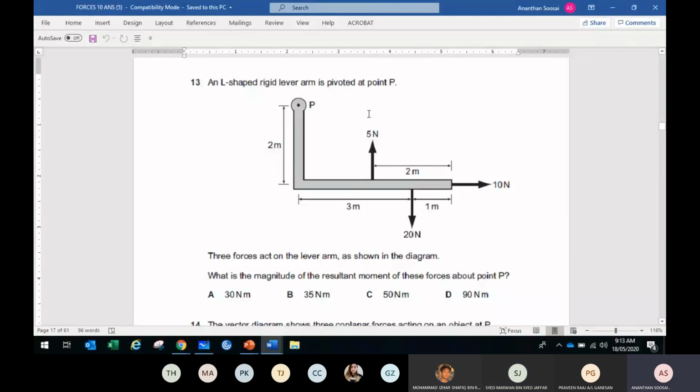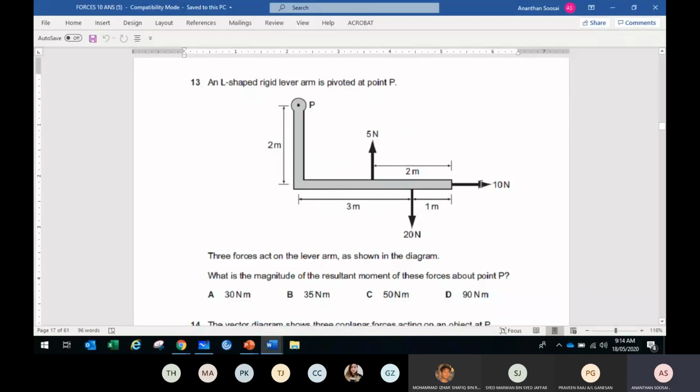So total clockwise moment minus total anti-clockwise moment, or total anti-clockwise minus clockwise, anyway will do. So what is the moment caused by 5 Newton? What is the perpendicular distance of 5 Newton from the pivot? 2. Very good. You prolong the 5, this is your perpendicular distance. Here total is 4, here 2, so here should be 2. So the moment caused by 5 Newton is 5 times 2.